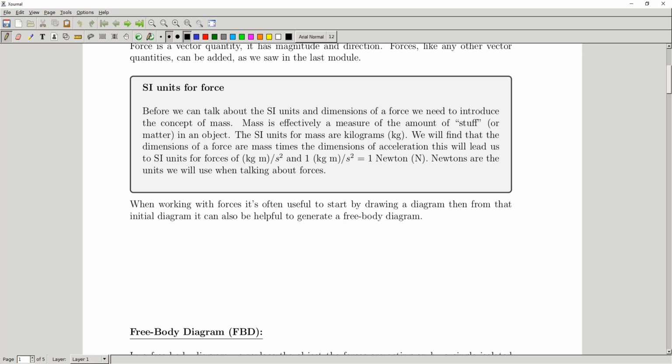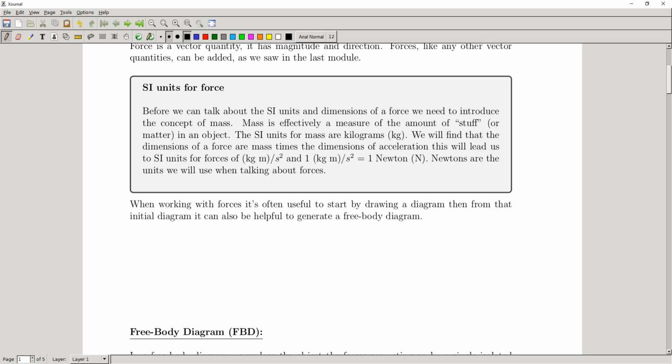This word dimensions, we're going to talk a little bit more about dimensional analysis in the future, but for now it's basically just leading us to the SI units for a force, and we're going to find that the SI units for a force are this collection of units that we see here. If we collect them all together, we call 1 kilogram meter per second squared 1 Newton. So a Newton is just a kilogram meter per second squared, and Newtons are the units that we're going to use to talk about the magnitudes of forces. Okay.